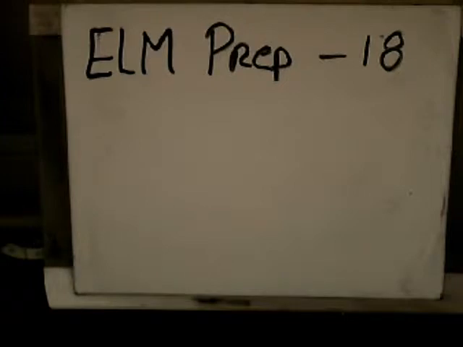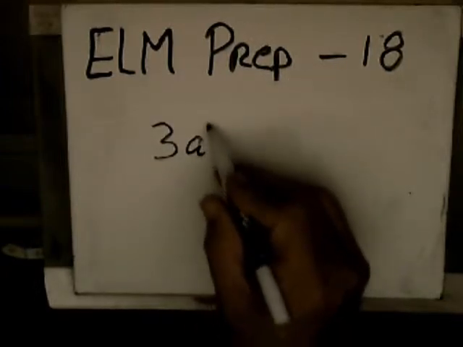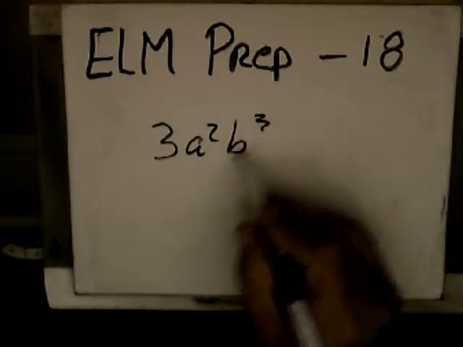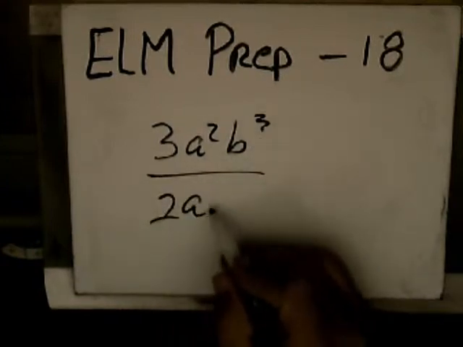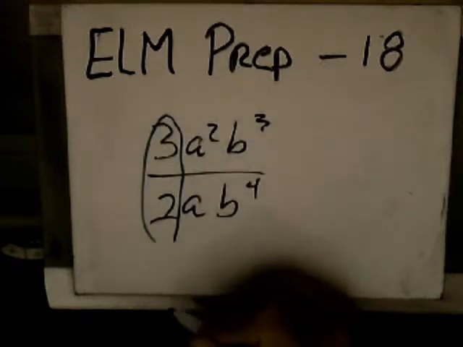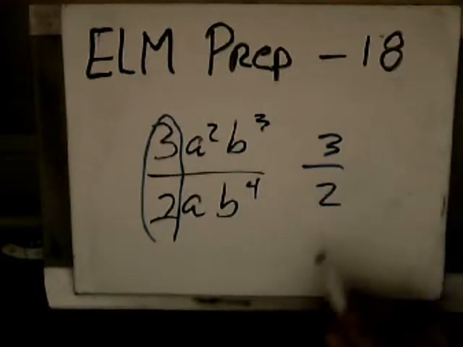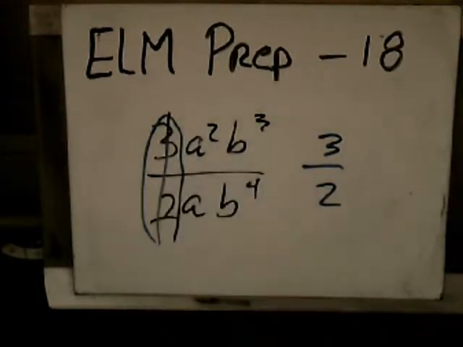So let's look at a fundamental idea of why I would factor. Let's say I have 3a squared b cubed over 2ab to the 4. They might give you something like this and say, okay, reduce or simplify this. Well, looking at my numbers, they're both prime. 2 is the only even prime, so I'm not going to reduce that any. Knowing my primes helps me decide that.